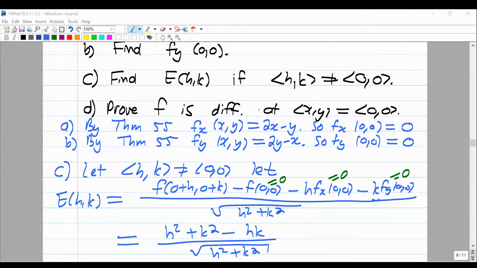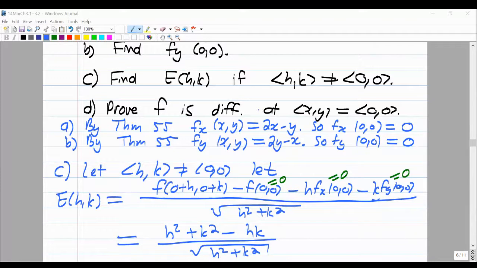Yes, Ben. Can I get a smiley face? h times 0 is 0. Ben, that's real numbers. h times 0 is 0. k times 0 is 0. Ben, smiley face, please. Yes, great.